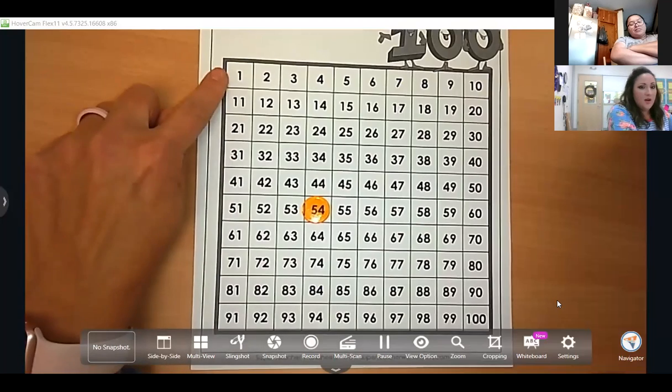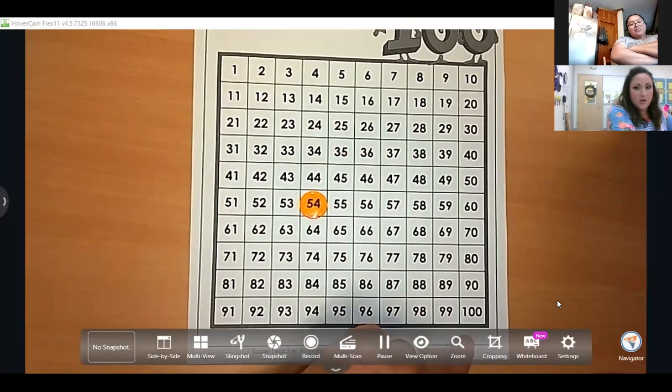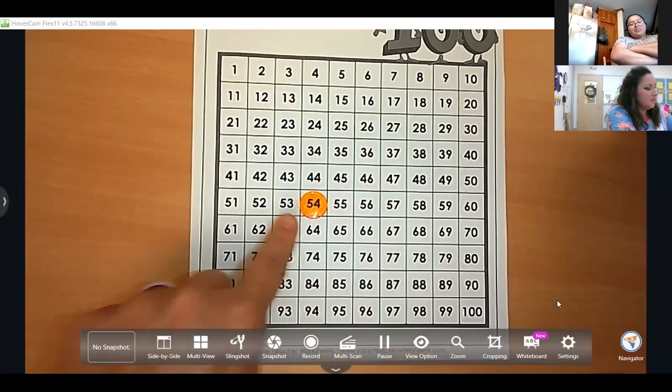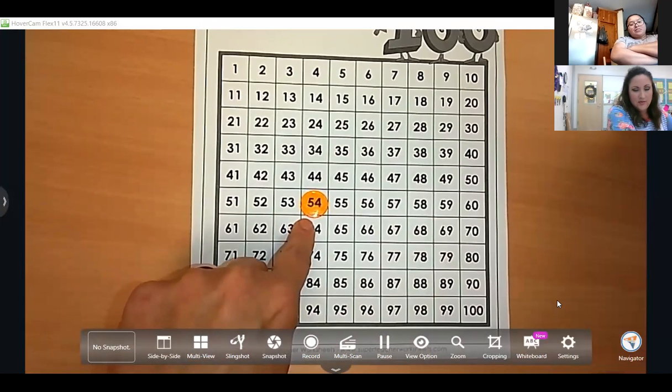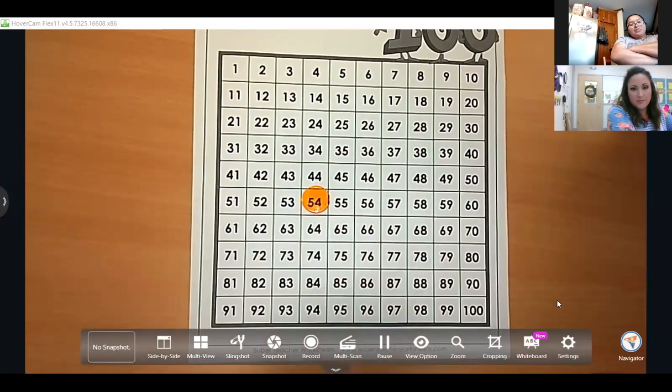They might be able to count from 1 to 100 without stopping, but it's harder for them to start from any given number.